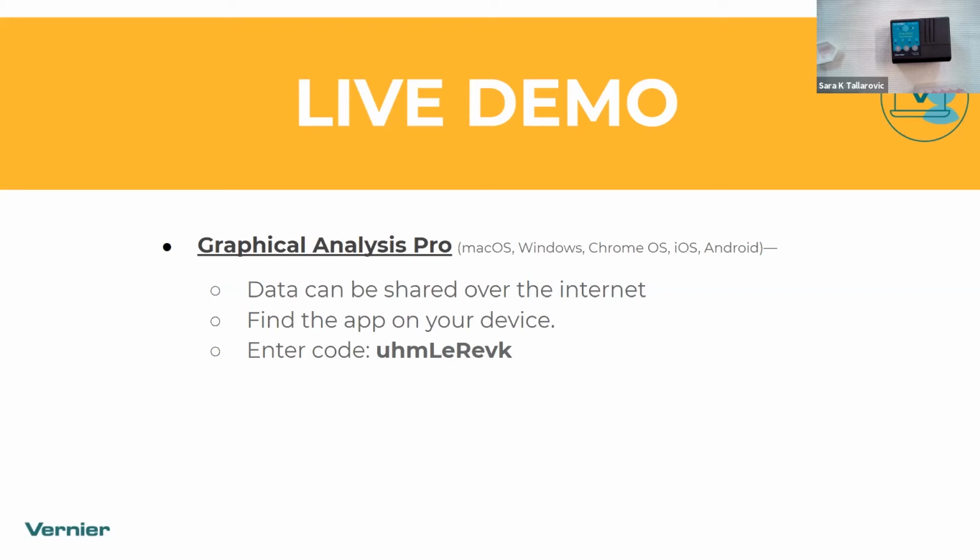So if anybody has Graphical Analysis launched right now, you would want to look up on the top bar towards the right, and you might have a little shield with a check mark in it. Go ahead and click on that. That should give you a prompt to enter the code to upgrade to Graphical Analysis Pro.